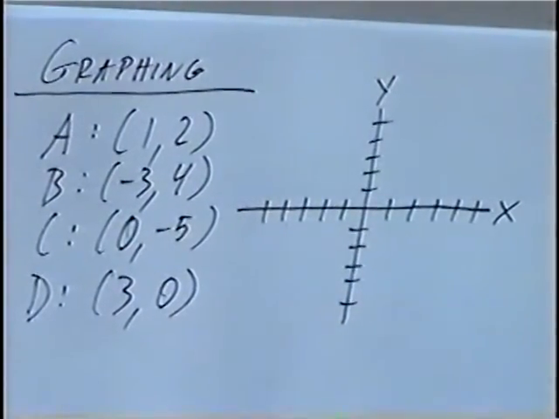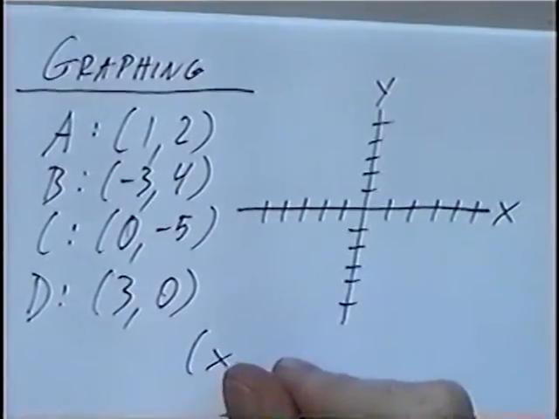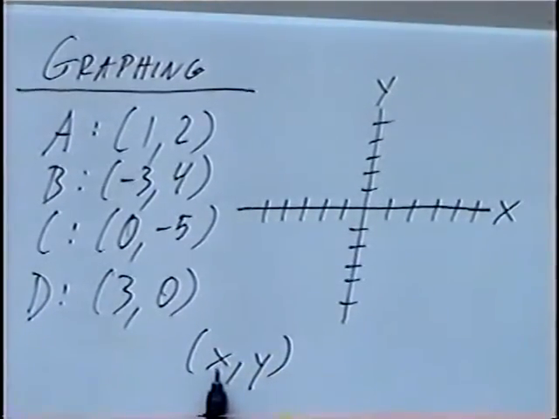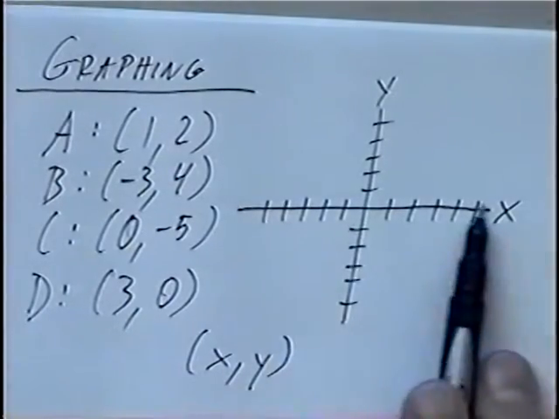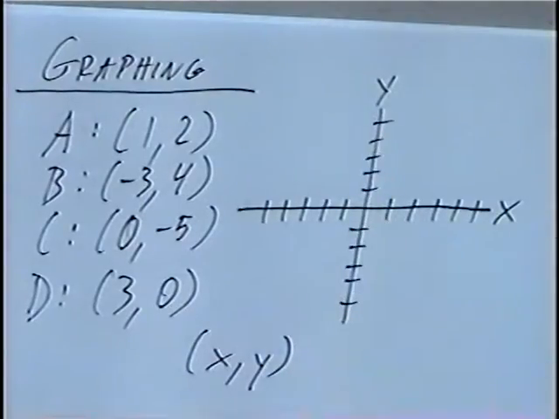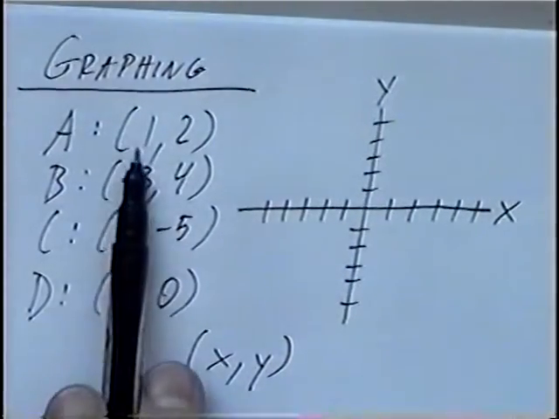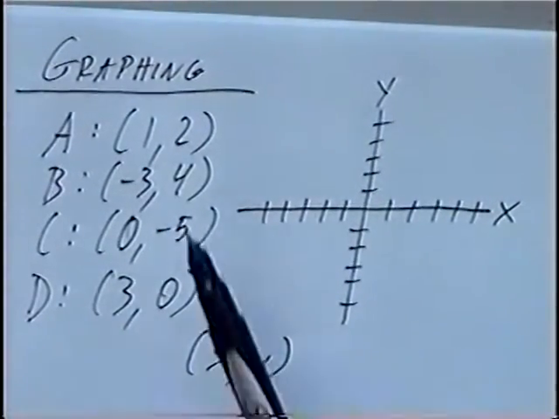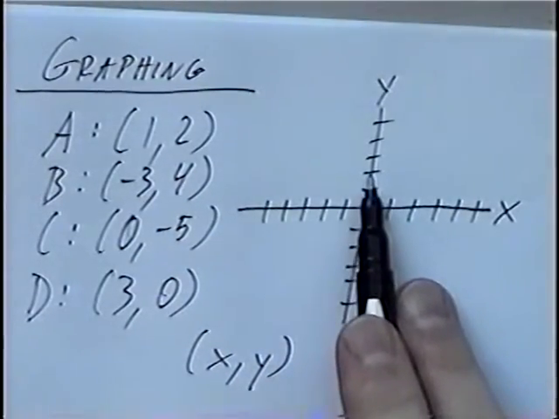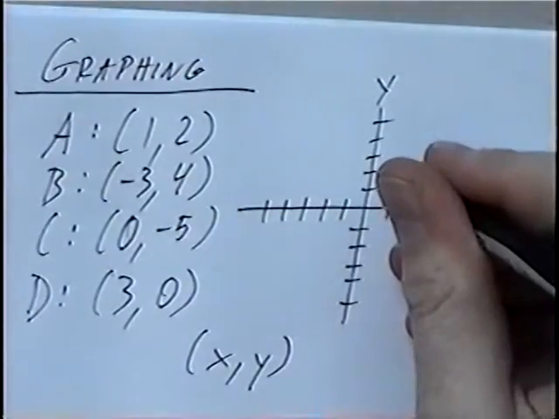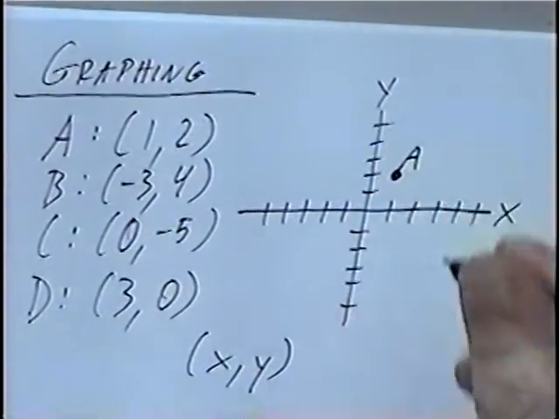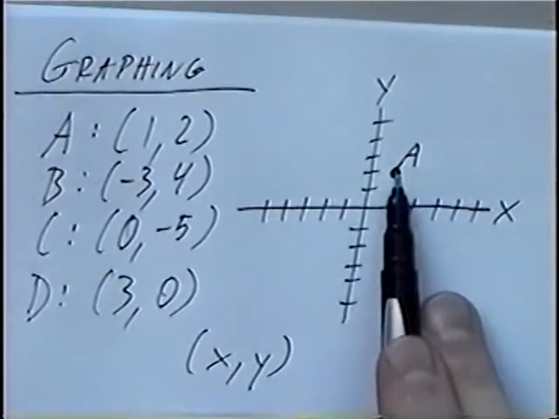And before we graph, points are always x, y. So the first number that's represented is always the x, the number that goes on the x-axis, and the second number is always the number that goes on the y-axis. So looking at the first point, (1, 2), x is equal to 1, which would be here. Y is equal to 2, which is 2 spots up. And where they meet, that's our first point that we can label for point A at (1, 2).